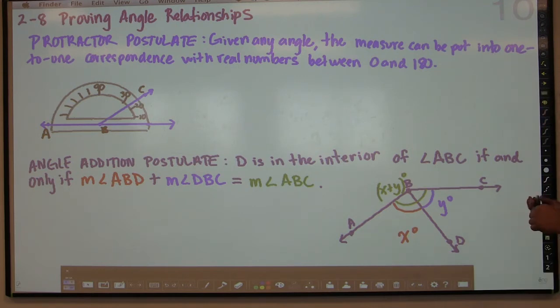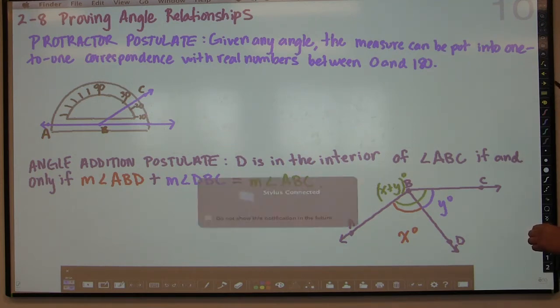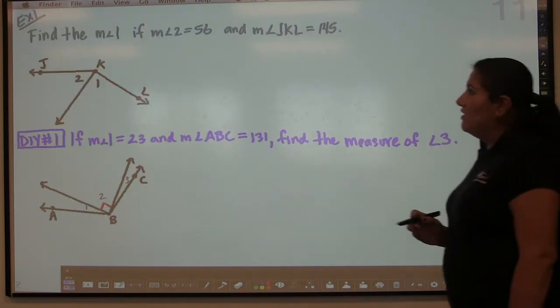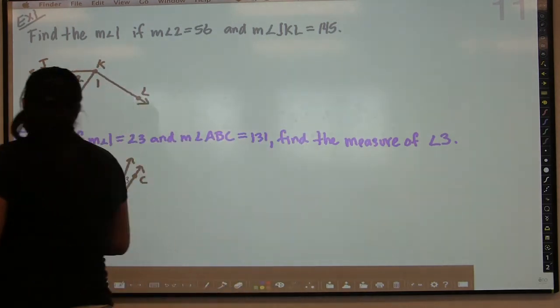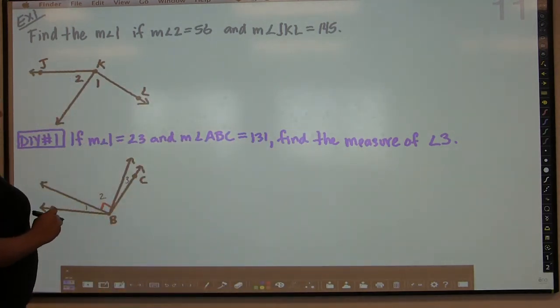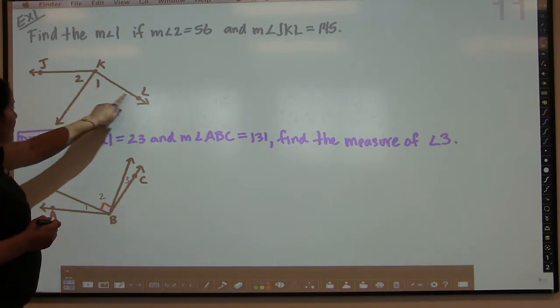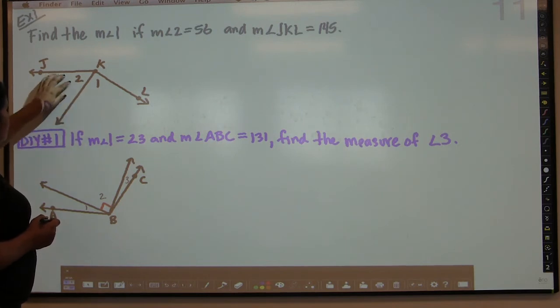So we are going to start with our examples. Okay, so here we have example 1. Find the measurement of angle 1 if the measurement of angle 2 equals 56 and the measurement of JKL equals 145. So what we want to gather from this diagram is that you have the angle from J to K to L, which includes all of this, and there's 2 pieces.